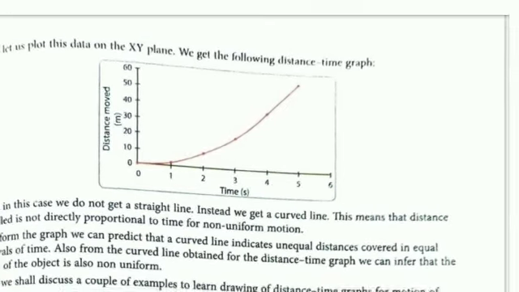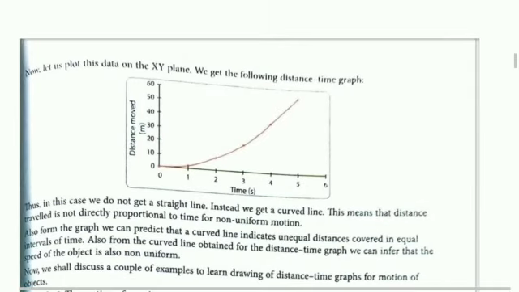So we got the graph that is curved. Thus, in this case, we do not get the straight line. Instead, we get a curved line. Understood? This means the distance traveled is not directly proportional to time for non-uniform motion.